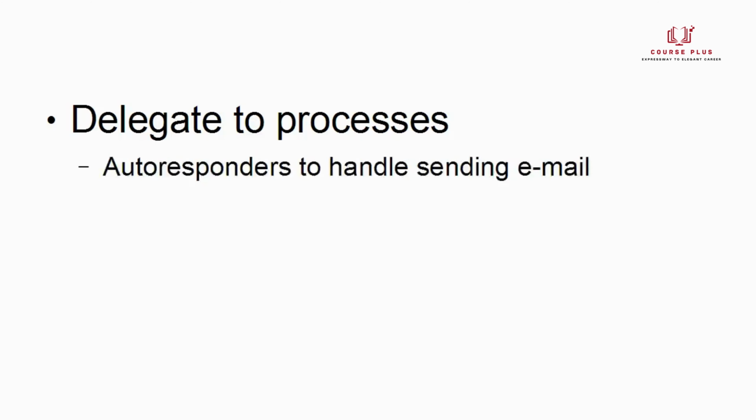Now, the sort of processes that I'm talking about are things like autoresponders to handle sending emails. So if you have a newsletter or some other type of correspondence that goes out, you can use an autoresponder to send it out automatically at a certain time or on a certain day. And that means that you're not constantly having to email them from your desktop.